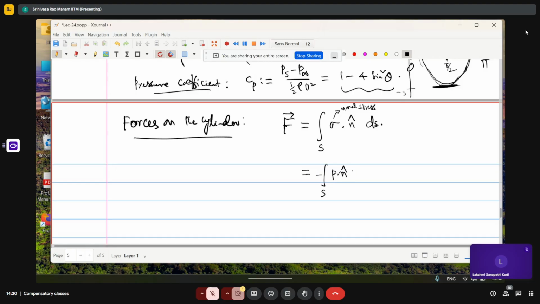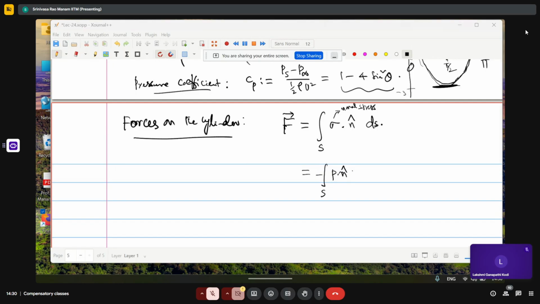So you know, p into n cap. Why p n cap? The pressure is basically a scalar quantity. So how do you get this one? We have done this when we derived these forces, the surface forces acting on the fluid element. Just look back at when we derived those equations. Okay, so this is your ds.